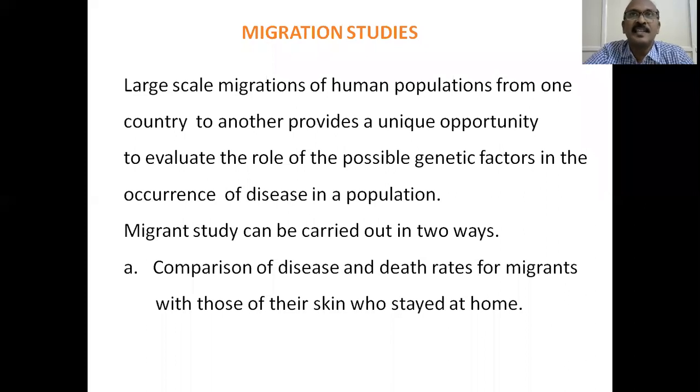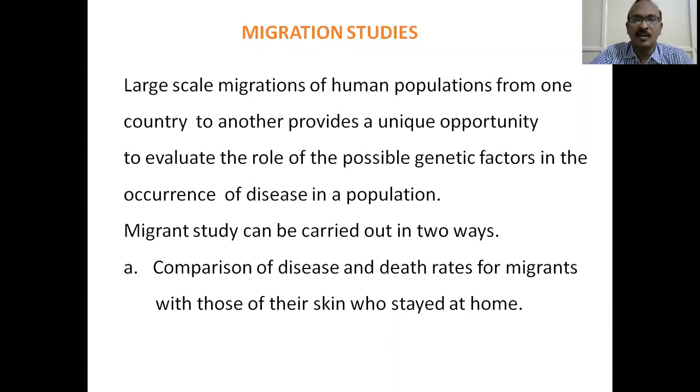So if B has more prevalence of disease compared to that of A, it means that the environment in B is responsible for more of the causation of disease. So it is necessary that we understand the role of migration as far as the causation of diseases is concerned, since human populations cannot be transferred from one place to another to see the causation of disease in particular areas.